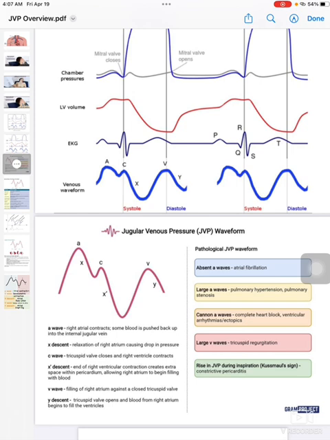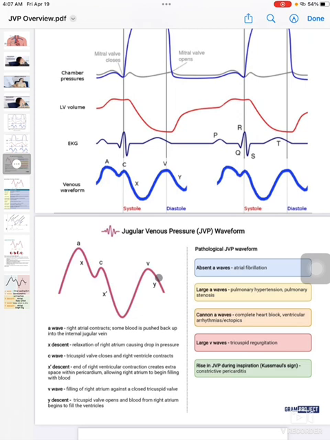As blood is drawn into the column, whilst the tricuspid valve is closed, the level of the jugular venous pressure is temporarily increased. Now we will discuss the last wave, which is the Y descent.